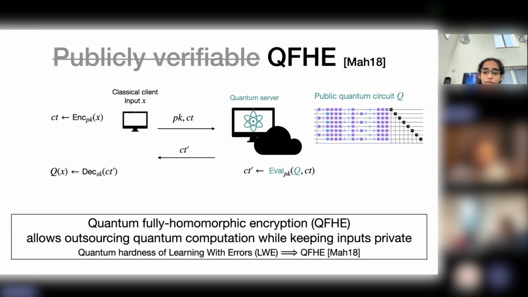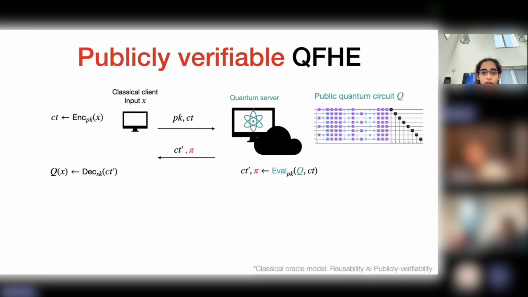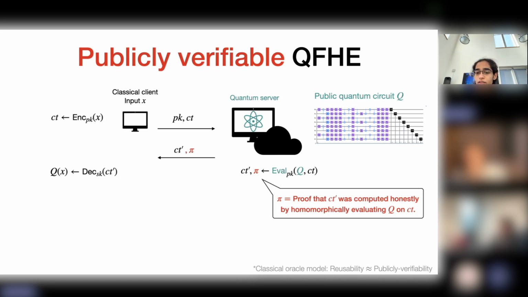Due to this breakthrough work of Mahadev in 2018, we know that QFHE exists, assuming the quantum hardness of learning with errors. Okay, so that was QFHE. When you add the publicly verifiable part, what does that mean? That means that when the server is doing this homomorphic evaluation, it not only produces the ciphertext CT prime, but it also produces a proof pi that is supposed to convince you that CT prime was computed honestly by evaluating homomorphically Q on the ciphertext CT.